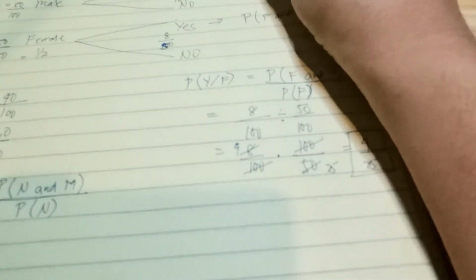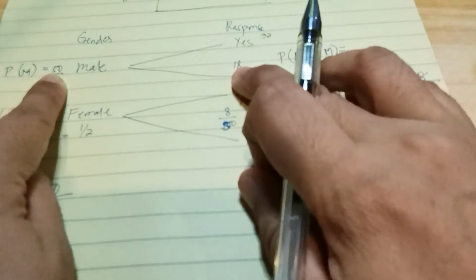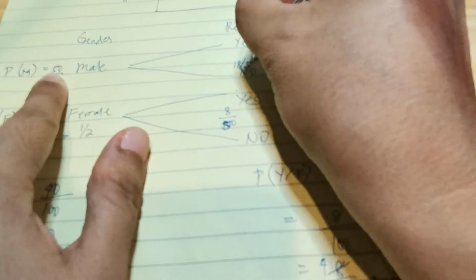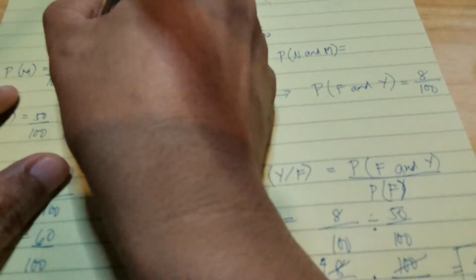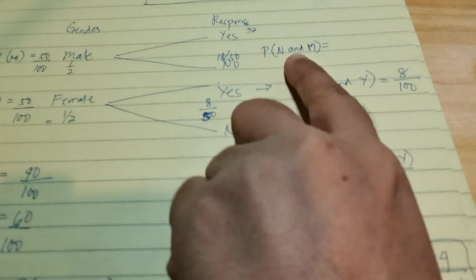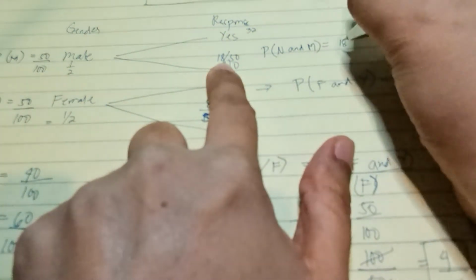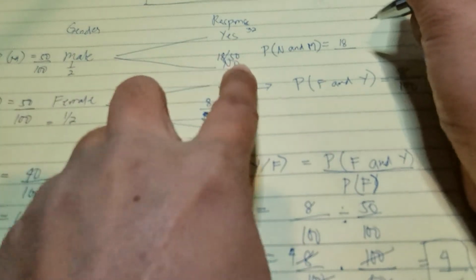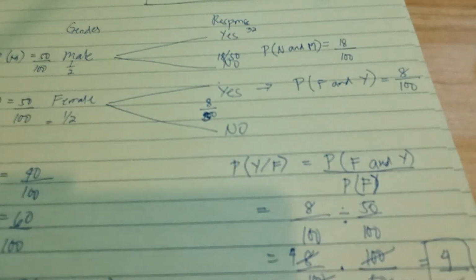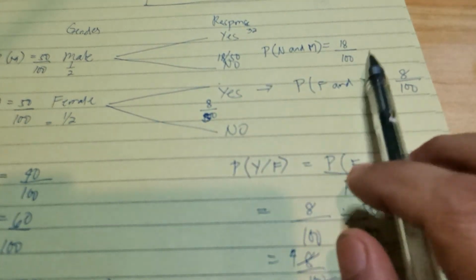okay, so di ba i-multiply natin ito at saka yon. So this is 18 over, kasi nakapaganon siya, 18 ang nag-no sa 50 na male, so that is 18 over 50. And this is 1/2. Okay? So, ang P of N and M natin ay 1 times 18 is 18 over 2 times 50 is 100. Ayan. Okay? So, ang P of N and M natin ay 18 over 100.